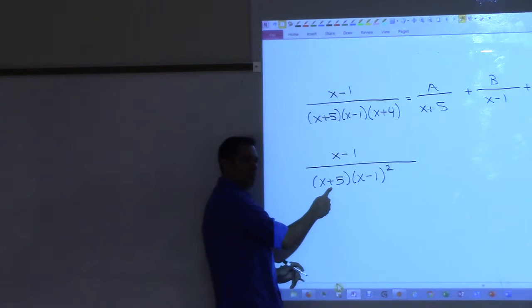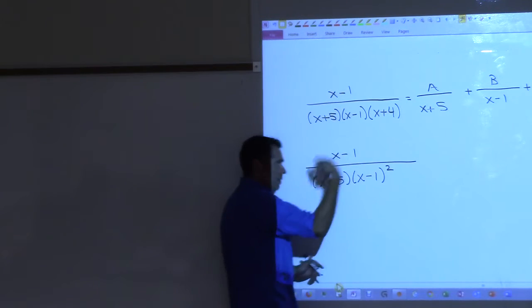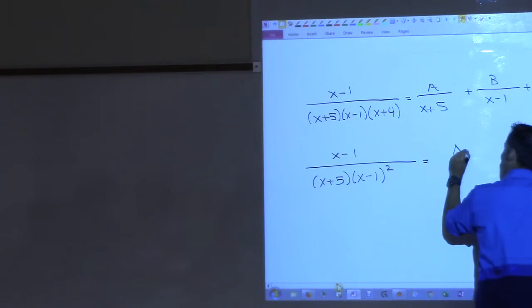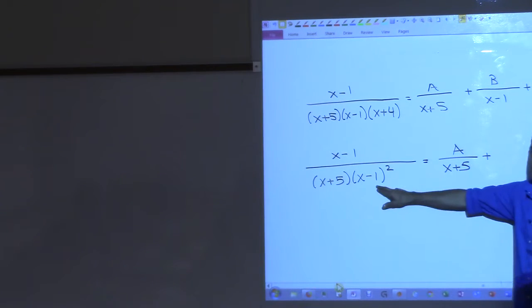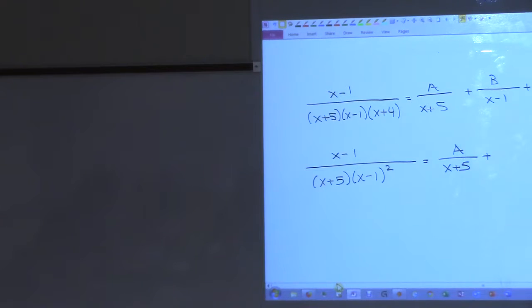So what am I going to need when I do partial fractions? What am I going to need for this linear factor? A over that, okay? And then plus, now, when you have a repeated one, how do we deal with a repeated linear? You do B over the linear factor plus C over the linear factor squared. That's how you do a repeated linear factor.